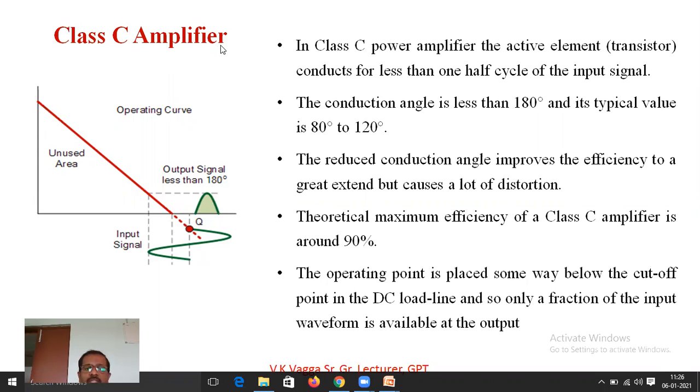So in the class C power amplifier, the active element is going to conduct for less than this half cycle of the input signal, or this conduction angle is less than 180 degrees, and its typical value is 80 degrees to 120 degrees.